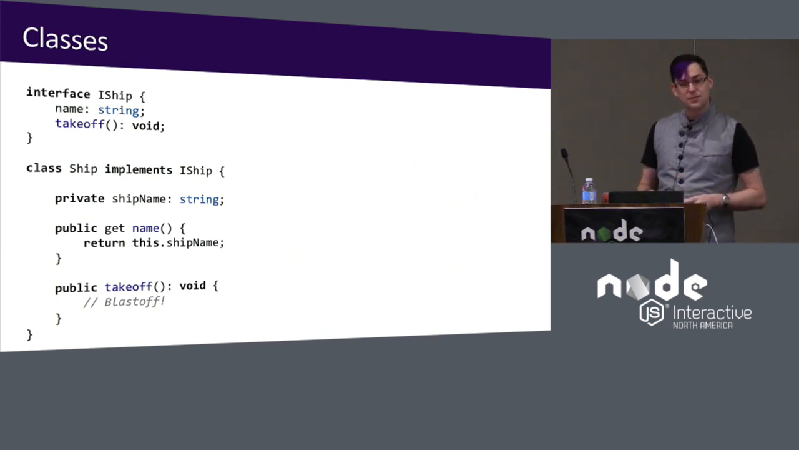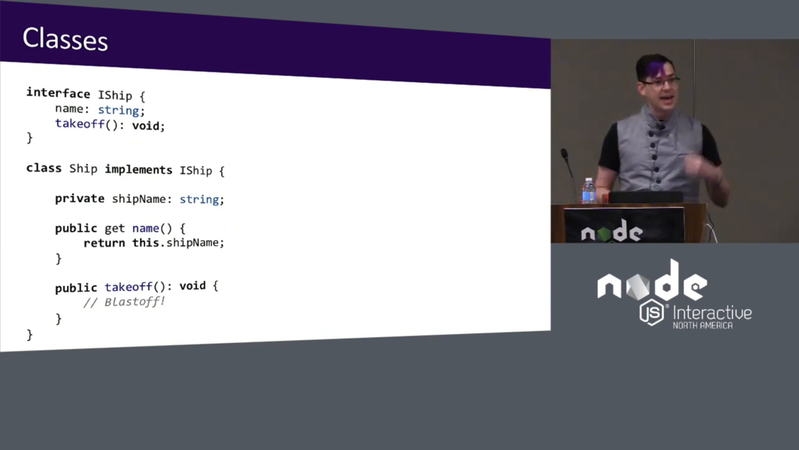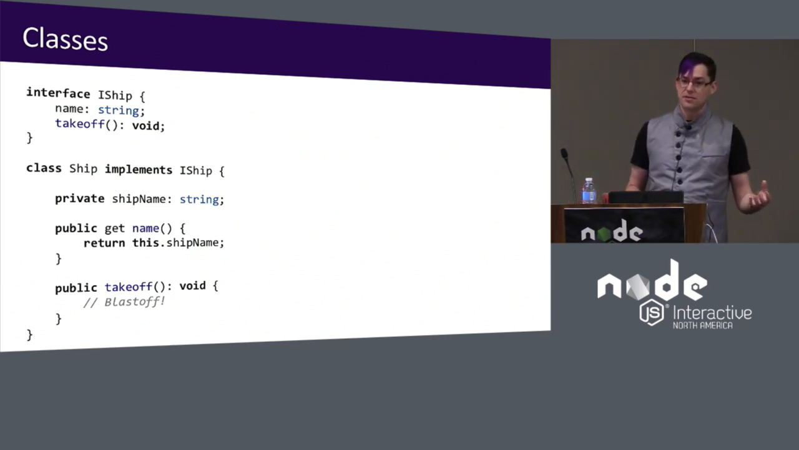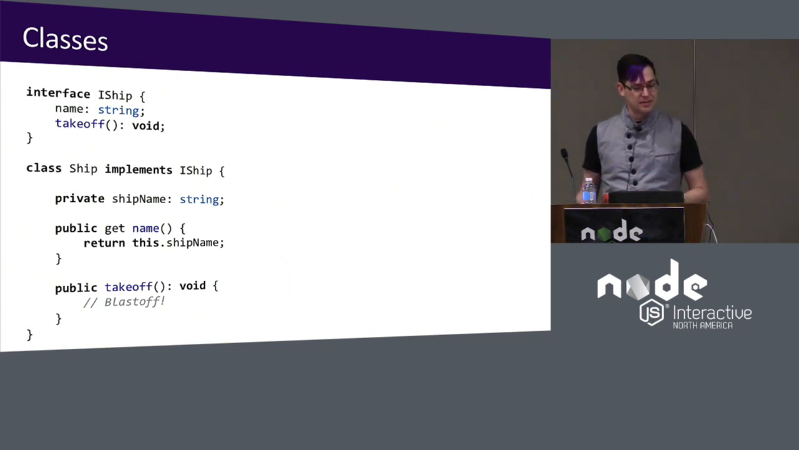But there is a little bit of a difference compared with object literals. In classes, you can add extra things that are not defined in the interface. The only thing is that the things in the interface must be in the class.